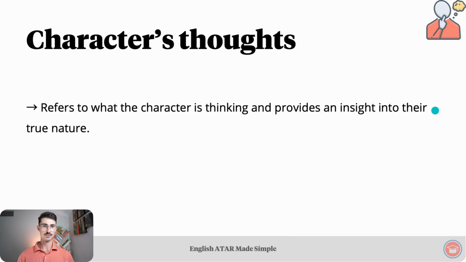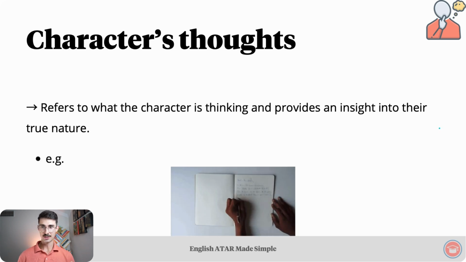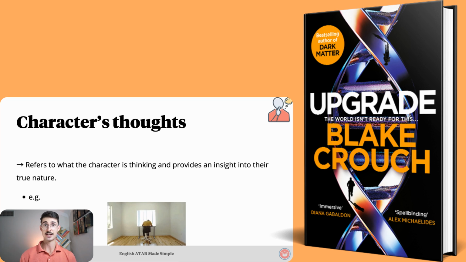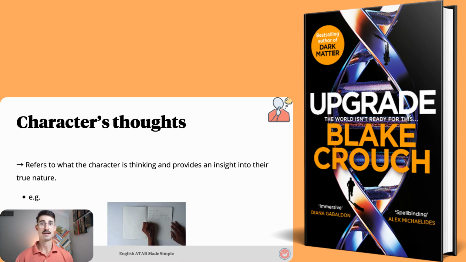Character's thoughts. This refers to what the character is thinking and provides an insight into their true nature. Our example for this one is an excerpt of a book called Upgrade, which came out in 2022. It's written by Blake Crouch. He's easily one of my favorite authors.